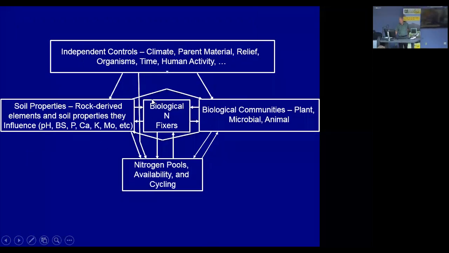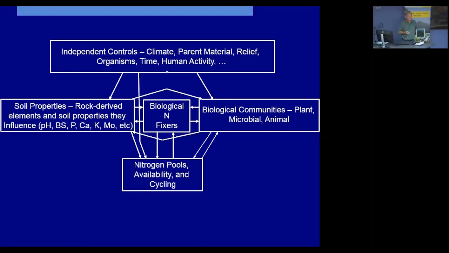These independent controls drive changes in ecosystems, controlling, in the long term, rock-derived elements and soil properties, controlling biological communities, plant, animal, and microbial, controlling, importantly from our perspective, biological nitrogen fixers, the organisms that have the capacity to take nitrogen from its main Earth system reservoir, the nitrogen gas in the atmosphere, and convert it into biologically available form. And then finally, all of those together influence nitrogen pools, nitrogen availability, and nitrogen cycling.